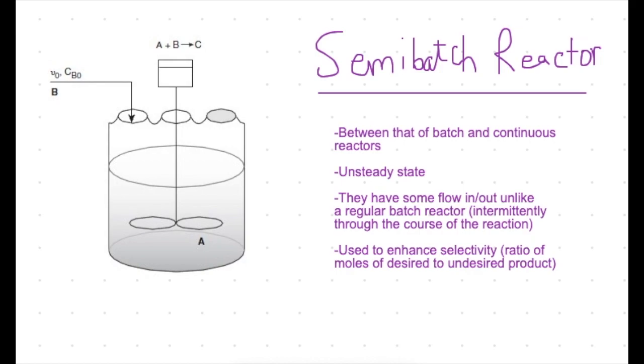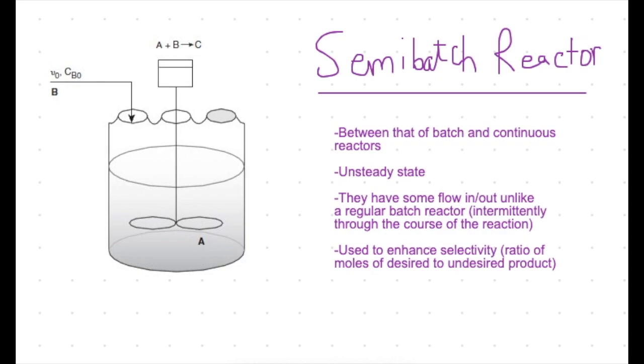Semi-batch reactors have properties in between those of batch and continuous reactors. We will discuss continuous reactors next. They are unsteady state reactors. They have some flow in and out of the reactor, unlike regular batch reactors, but that flow is intermittent. So at some period during the course of the reaction, reactants may be put in or products may be taken out, but it is not a continuous flow like we will see next with the continuous flow reactors.